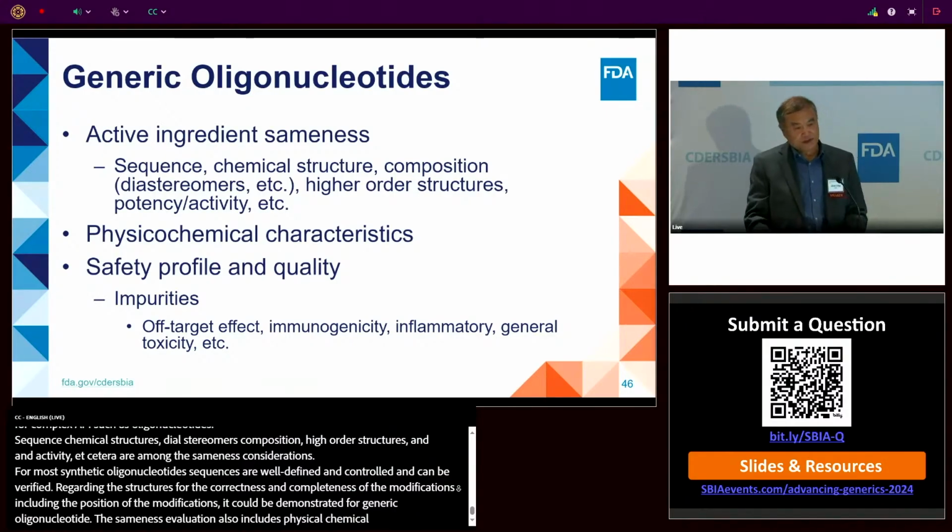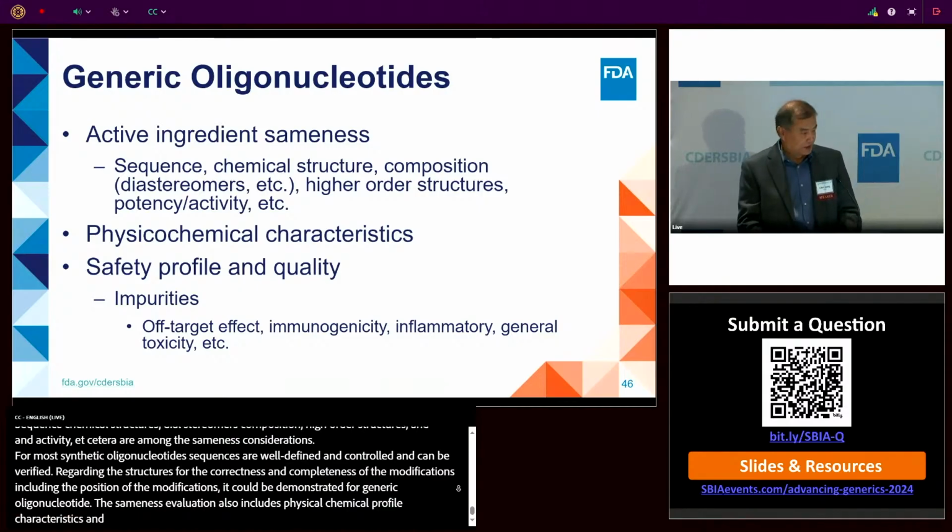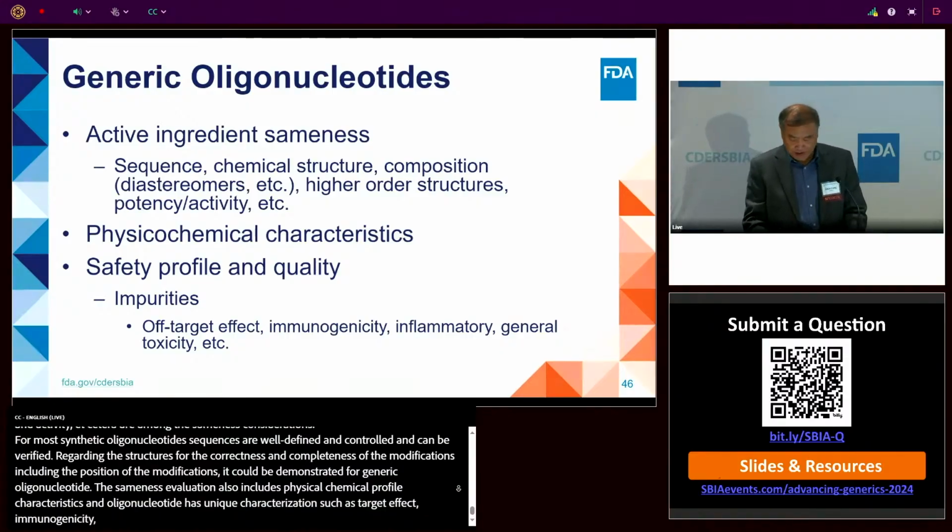Oligonucleotide impurities have some unique safety considerations, such as off-target effects, immunogenicity and inflammatory risks, etc. These risks need to be considered in impurity profile comparison and also impurity controls.